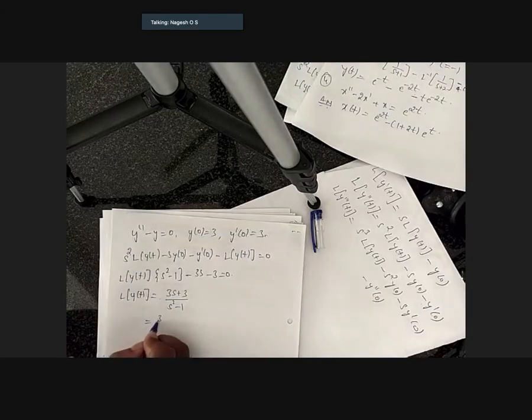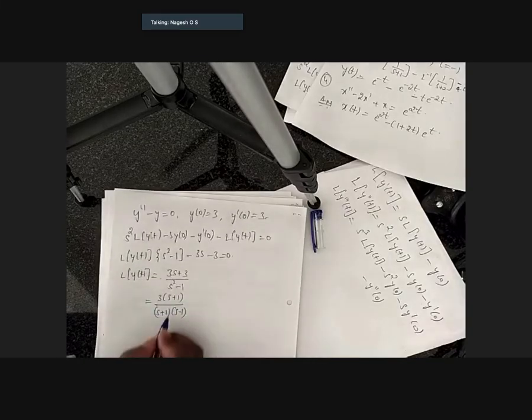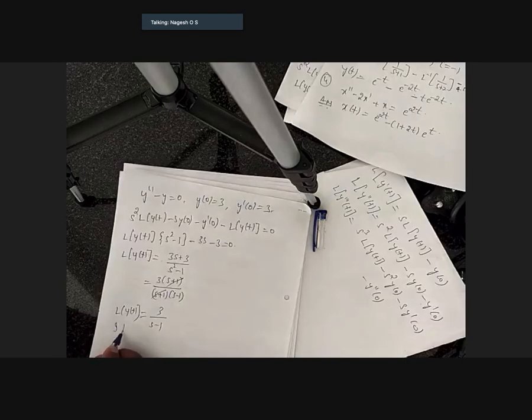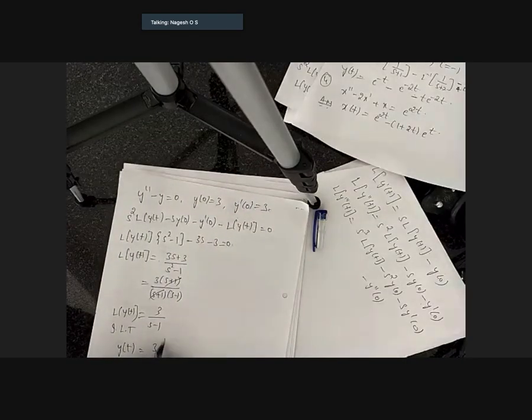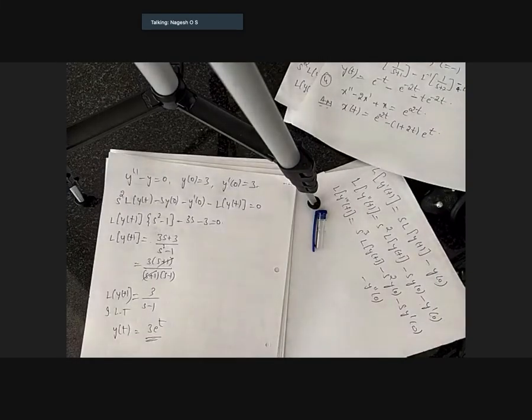So take 3 common, s plus 1. Here also s plus 1, s minus 1, a square minus b square formula. 3 by s minus 1. Very easy. Now apply inverse Laplace transform. y of t equal to 3 e power t. So very simple one.